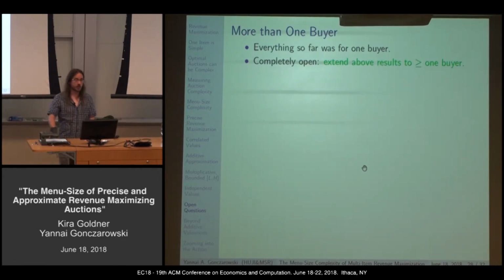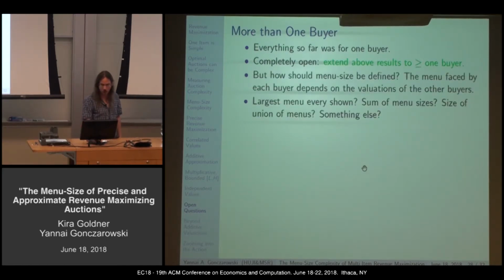Another very interesting question, to me at least, is what happens with more than one buyer. Everything we've spoken about so far is for one buyer. Completely open: extend any of the results that you've seen earlier for more than one buyer. A sub-question that should be answered: how is the menu size defined for more than one buyer?